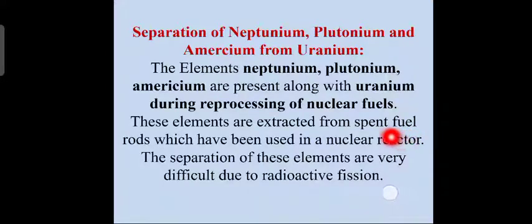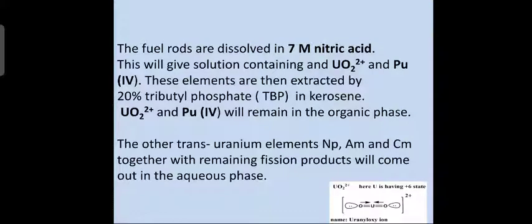Now how are they extracted? They are extracted from spent fuel rods which have been used in a nuclear reactor, present after the nuclear reaction. The separation of these elements is very difficult because they are radioactive, due to radioactive fission. Next slide. Now, how to separate neptunium, americium, etc. from uranium? This is the procedure.